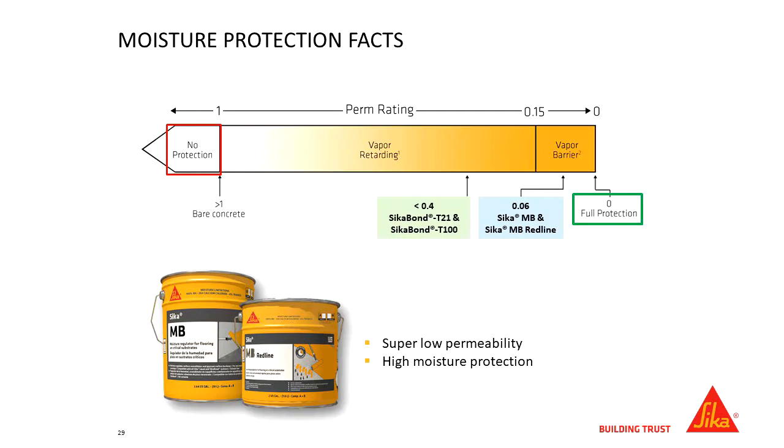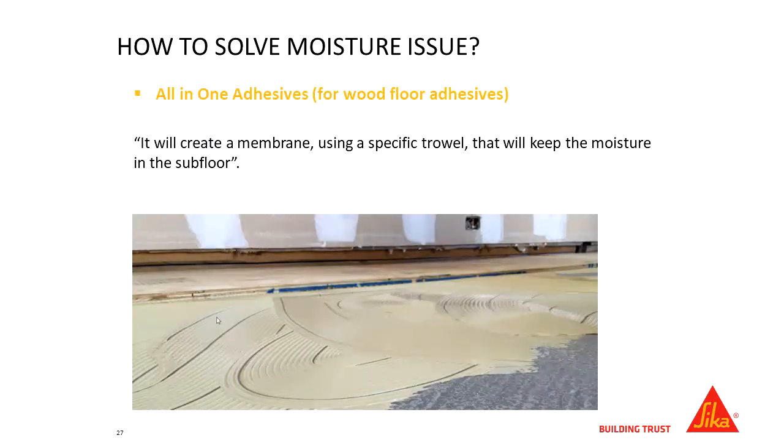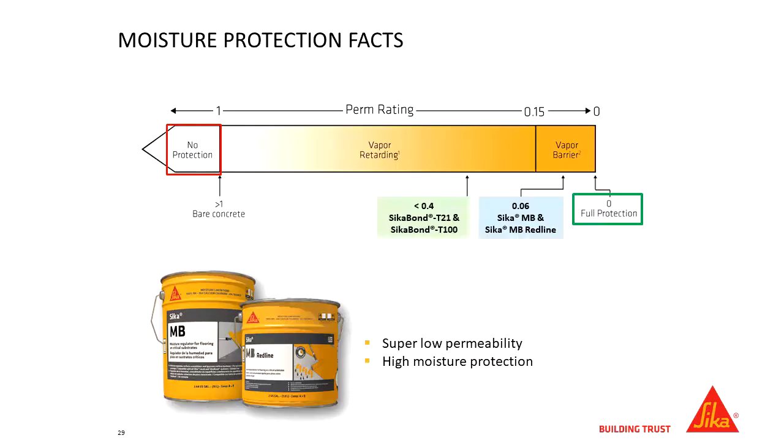So the first slide here shows that perm rating scale that I showed you earlier. It does show a couple different products here. What I want to focus on first is that first box where it says SIKA Bond T21 and SIKA Bond T100. These are the all-in-one adhesives that I talked about. So these are adhesives that you put down with a special trowel. You lay that monolithic layer of polyurethane or hybrid adhesive, and that's what gives you your moisture resistance.